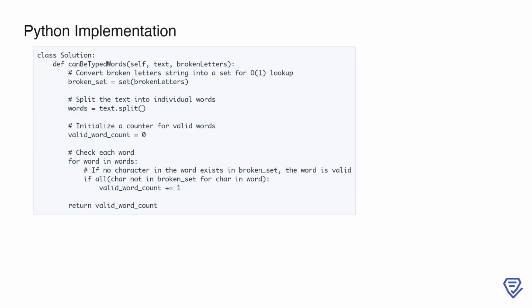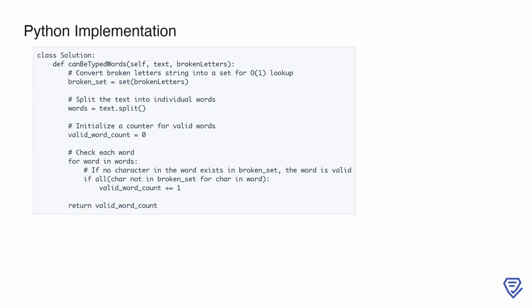1. Import and function setup. The Solution class contains the canBeTypedWords method, which takes 2 parameters: text, a string of words separated by spaces, and brokenLetters, a string containing the broken keys. 2. Convert broken letters to a set. The broken letters string is converted into a set called broken_set. This allows for fast O(1) lookup when checking if a character is broken. Using a set is efficient because we need to repeatedly check if characters belong to the set.